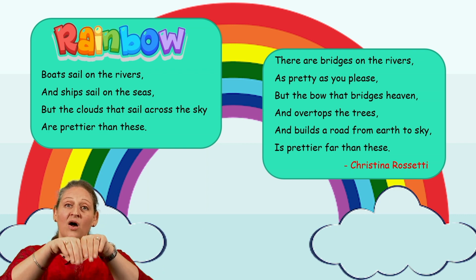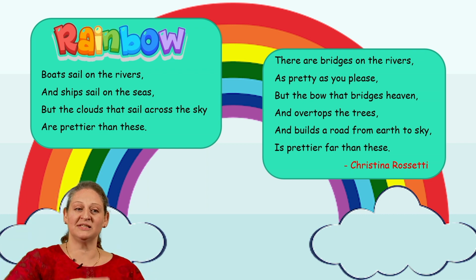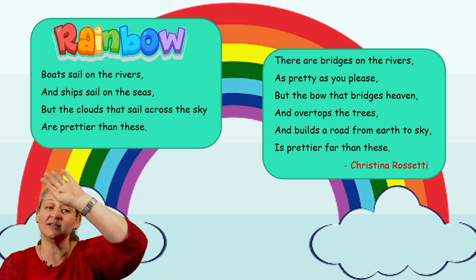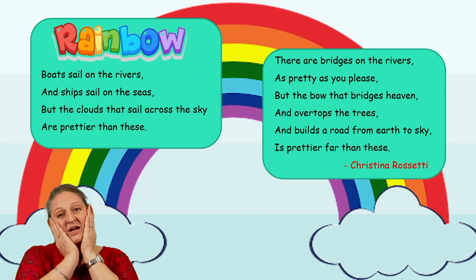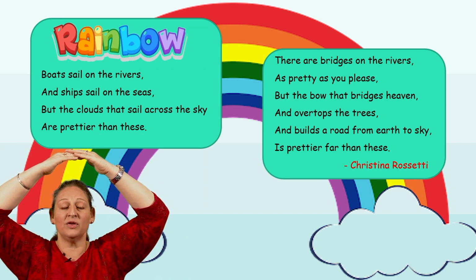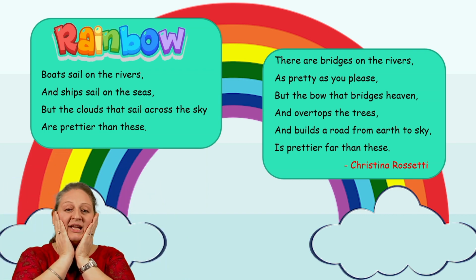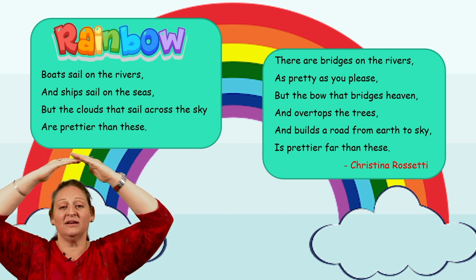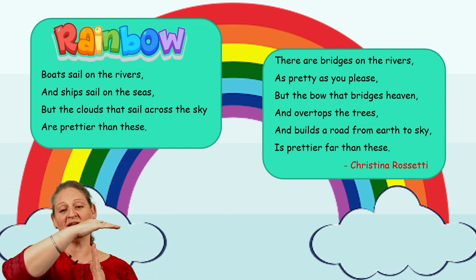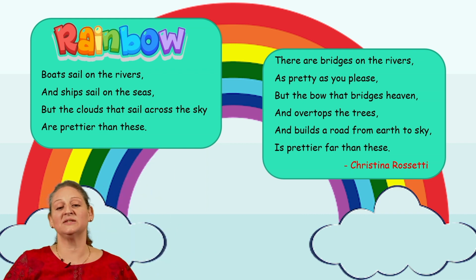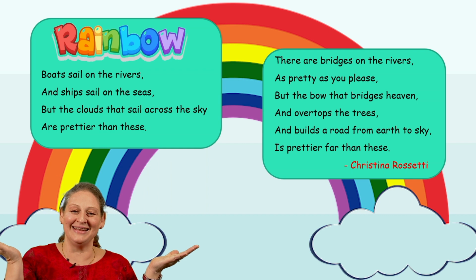Boats sail on the rivers and ships sail on the seas, but the clouds that sail across the sky are prettier than these. There are bridges on the rivers as pretty as you please, but the bow that bridges heaven and overtop the trees and builds a road from earth to sky is far prettier than these.